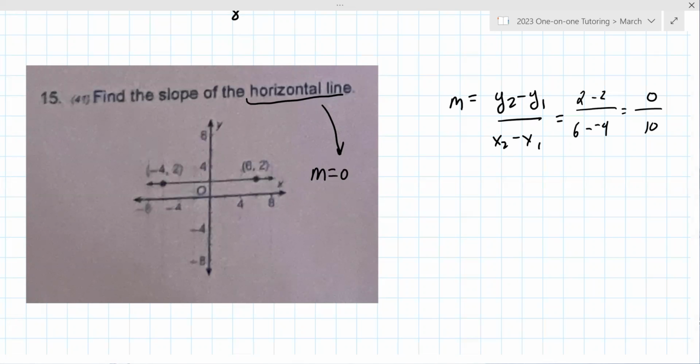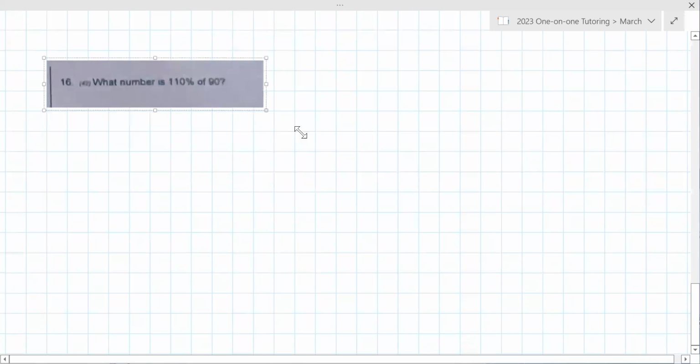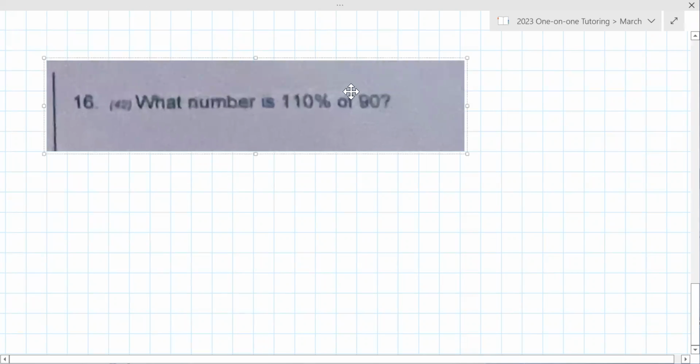Okay. Number 16. All right. So just using your intuition here, is the result larger or smaller than 90? Larger. So 100% is the same. 100% means the same. So if you go this way, it gets larger. This other way, it gets smaller.